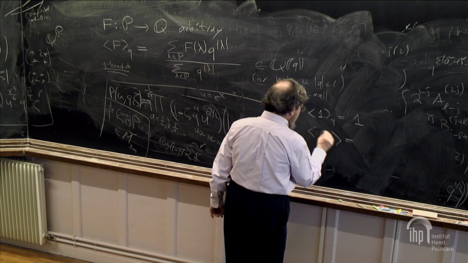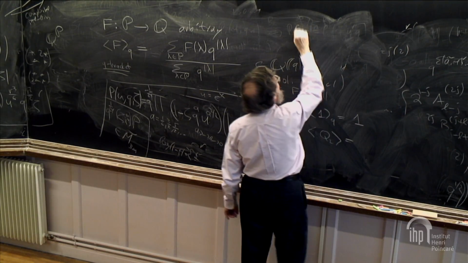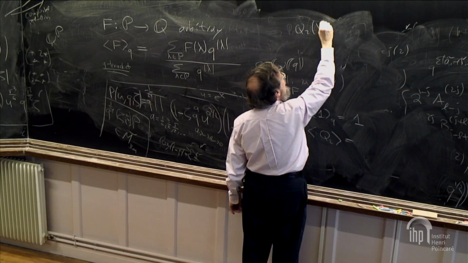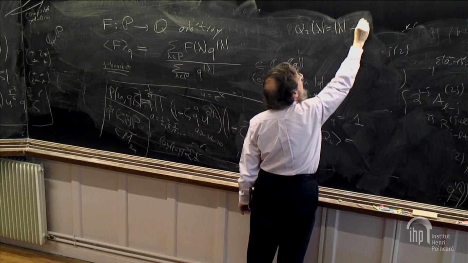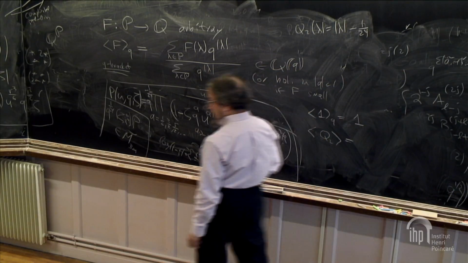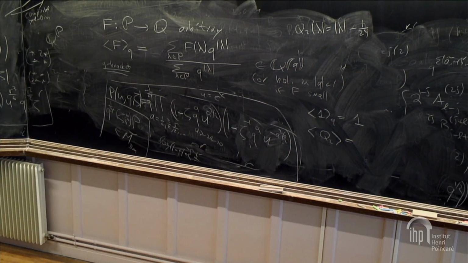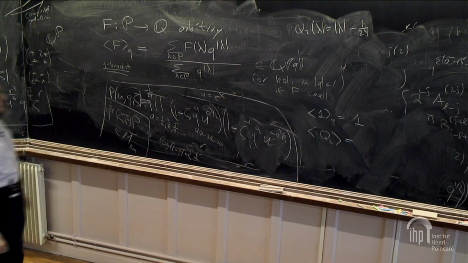Well, maybe I will tell you what Q2 is. I mean, I actually did tell you last time, but I'll say it again. Q2 of lambda is the size of the partition, but it turns out to be a very good idea to subtract a 24th. Okay? So let's do this one.